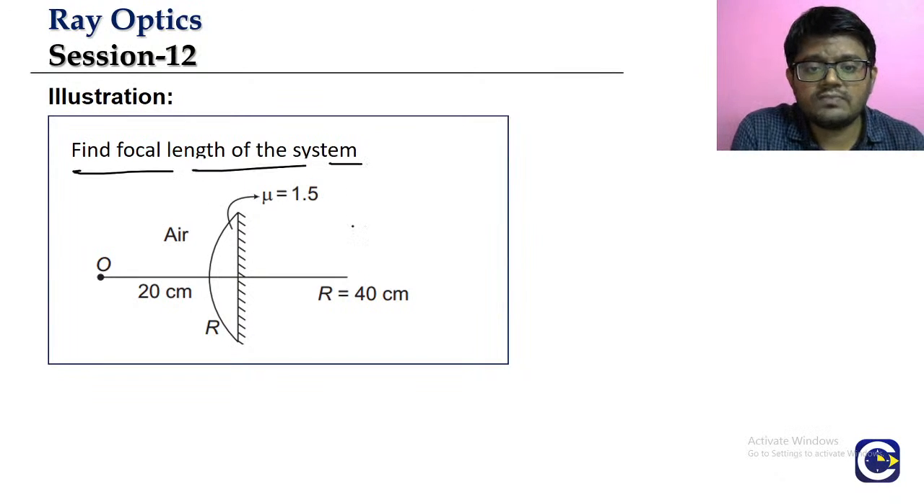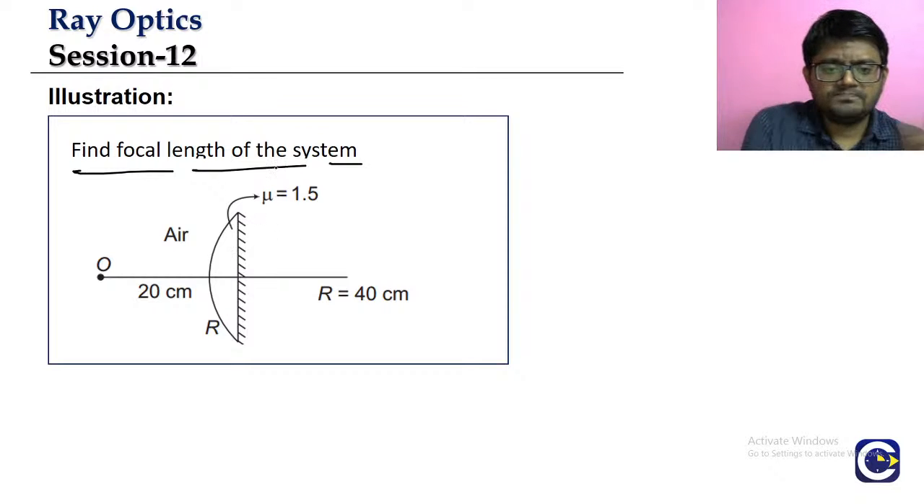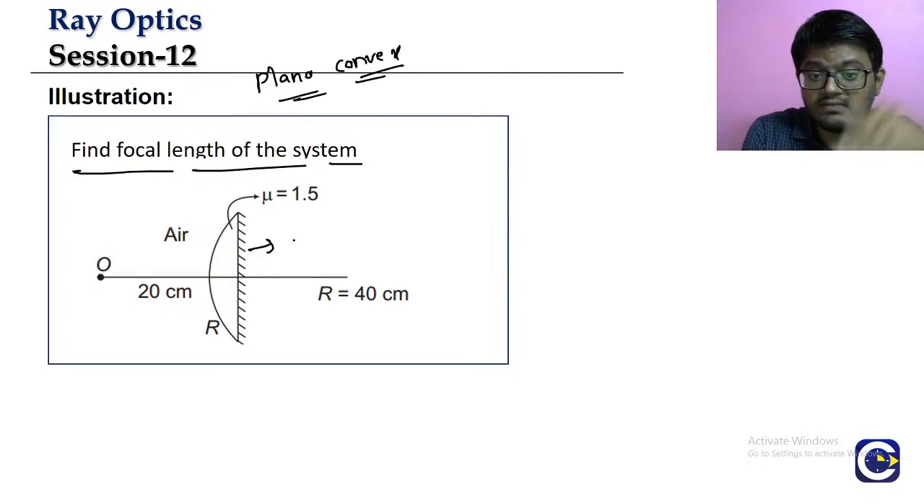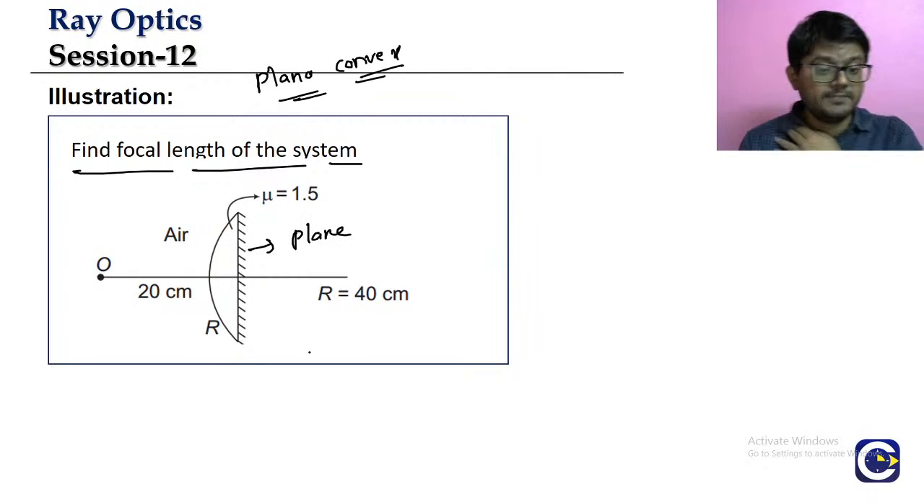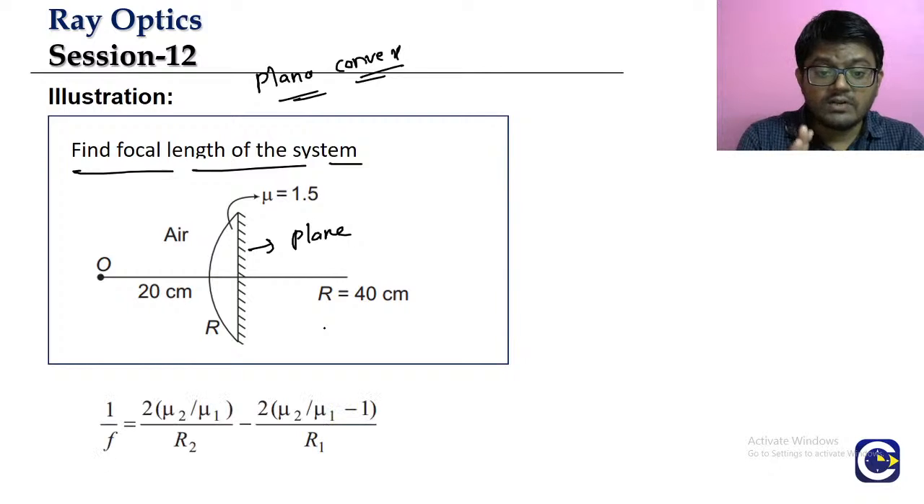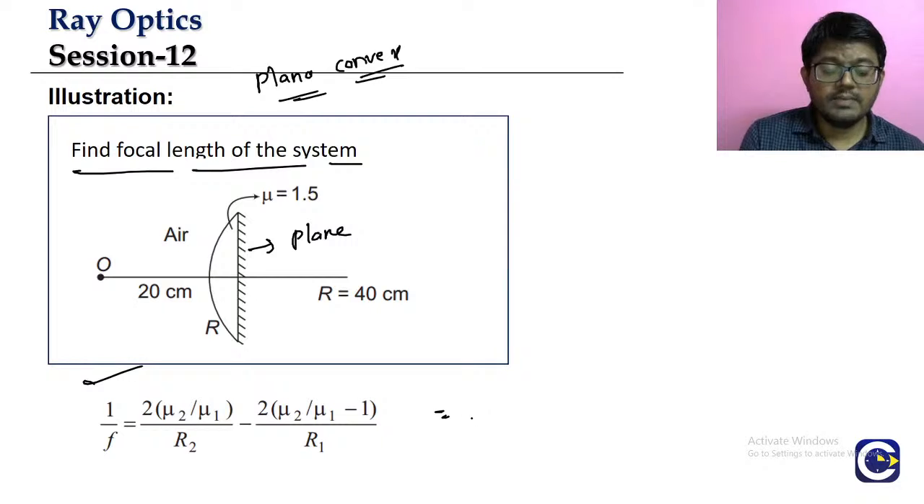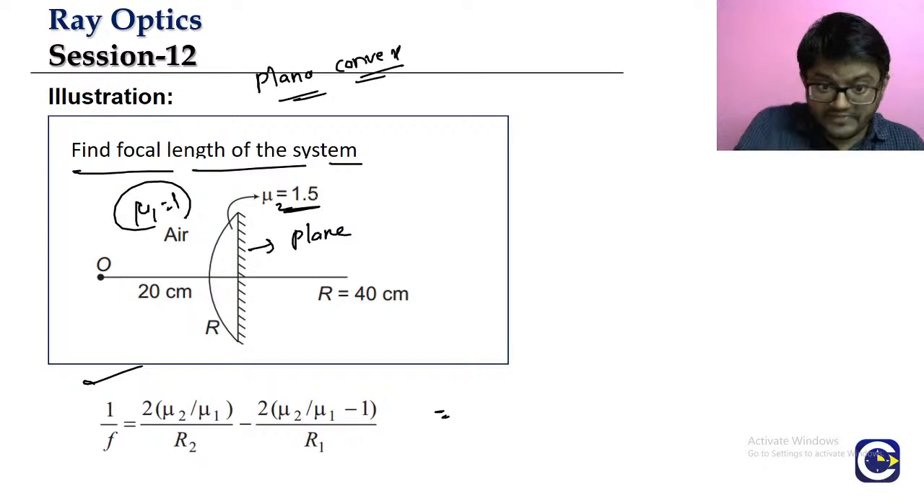Find the focal length of the system. This is a plano-convex lens, but which surface is silvered? It is the plane. Now as I said, we'll have to remember this formula. What is the formula? 1 by f is equal to 2 into mu 2 by mu 1... Here outside is air, right? So mu 1 is 1, and mu 2 is 1.5.